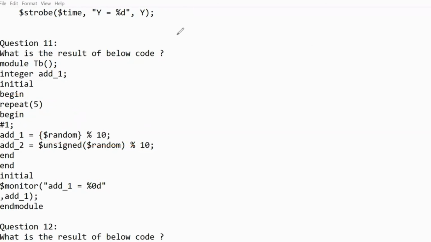Okay, see, percentile 10 is nothing but it will assign the values 0 to 10. It will randomize the values 0 to 10. Percentile 10 means here only the maximum value we have assigned. Minimum value we didn't mention, so the minimum value will always be 0. So between this range, 0 to 10, it will generate the random value.